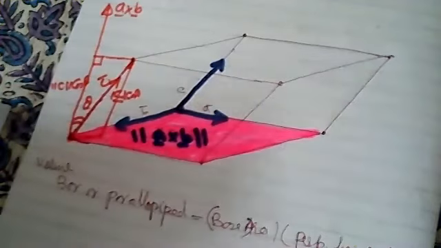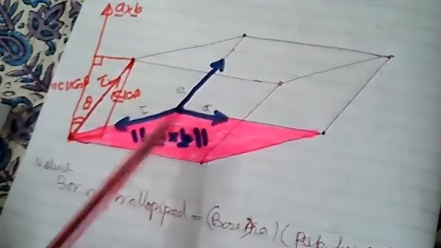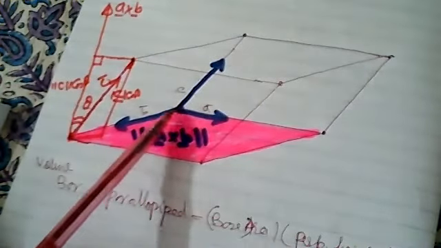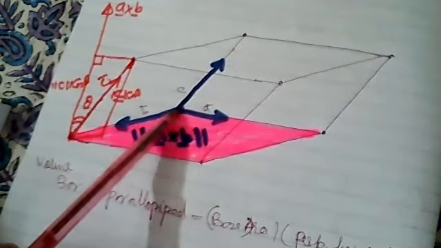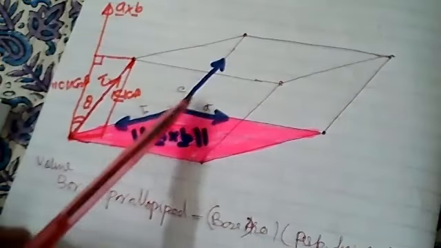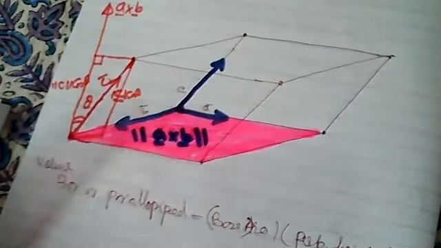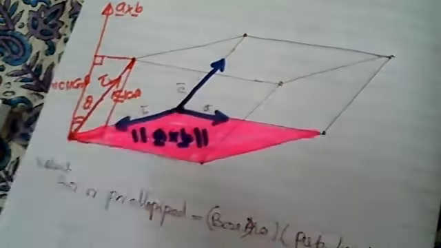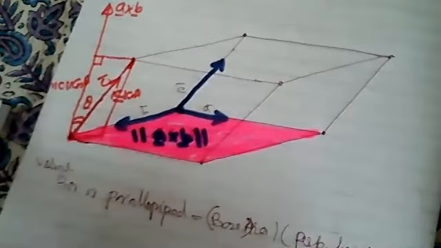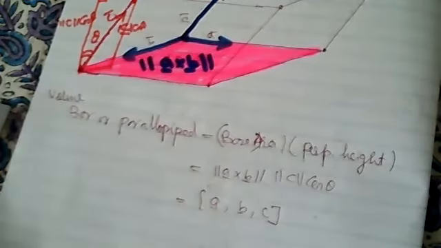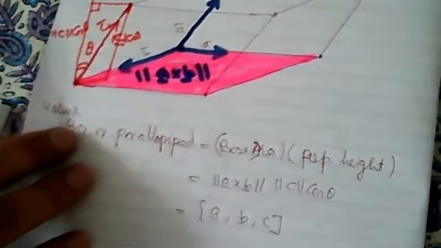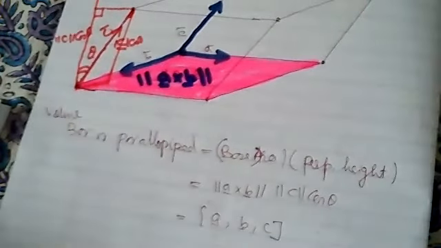So if you have three adjacent sides, or co-terminal, meaning there is a common corner, and there are three vectors along these edges from that corner, take the scalar triple product and you will get the volume. This was the geometrical meaning of the scalar triple product.